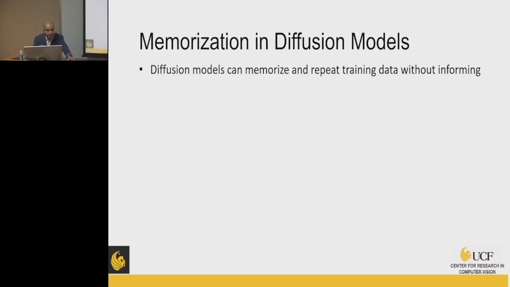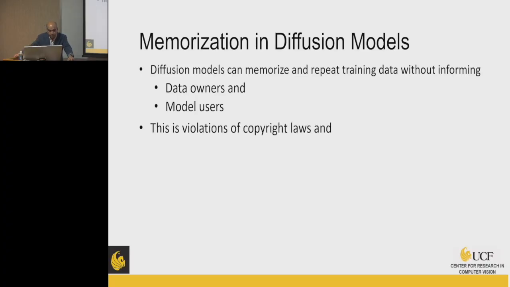Okay. So then another issue in diffusion models is that they generate very nice images, very impressive videos and images, but they have this tendency to memorize and repeat the training data. Now that's a big problem, because data owners don't know that you are synthesizing images which are basically duplicates of the training images, and model users don't know either. Okay, so this is like a violation of copyright laws, right?